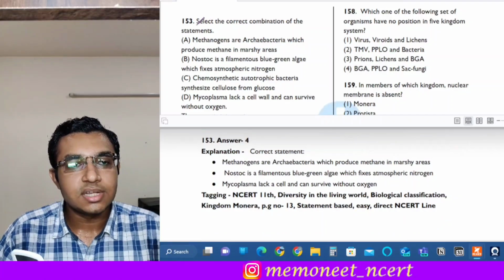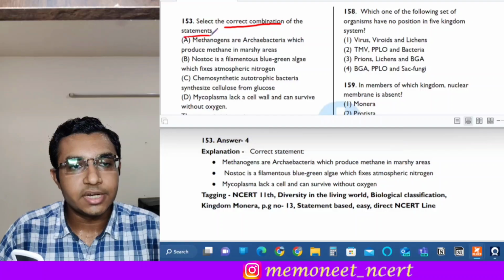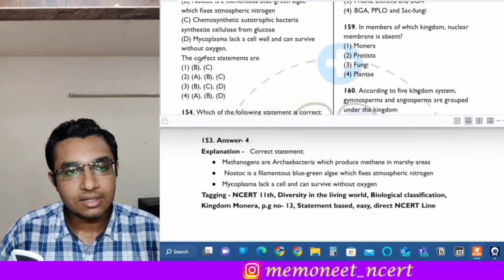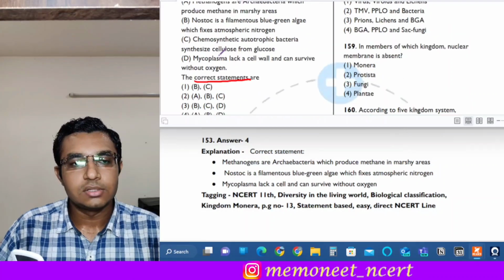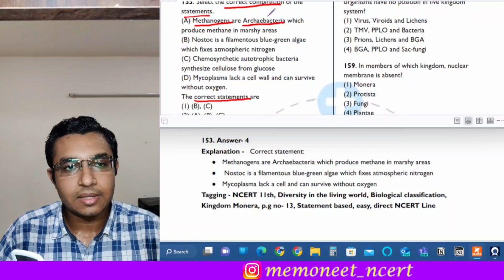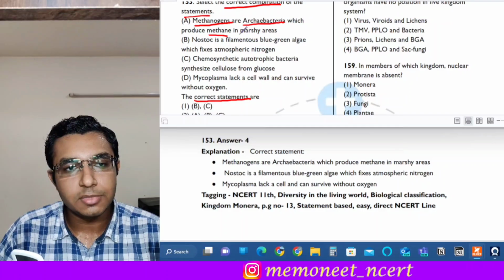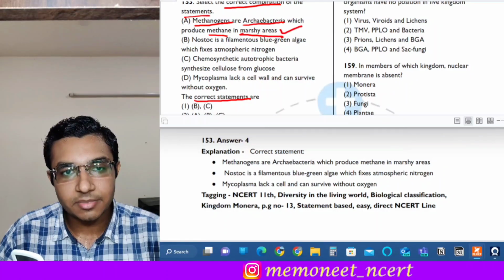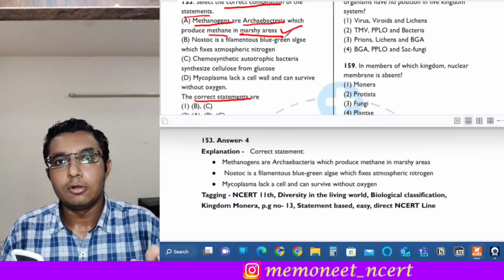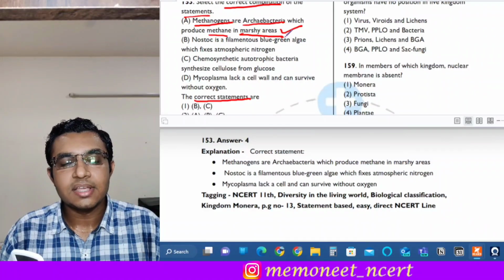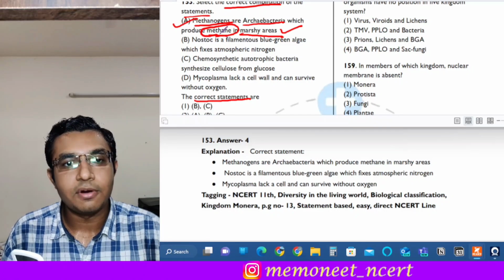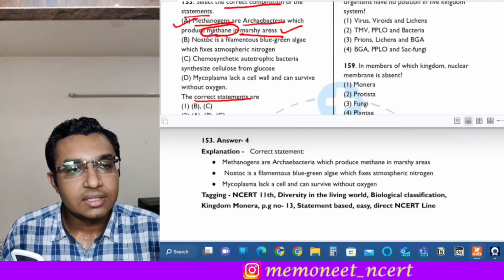The question states: select the correct combination of the statements, okay? So there are different statements given over here, and we have to identify which of them are the correct statements, okay? So let us read the statements one by one. The first statement is: methanogens are the archaebacteria which produce methane in marshy areas. So yes, this statement is absolutely correct. Why? Because the archaebacteria contain methanogens, halophiles, and thermoacidophiles. So these are the bacteria, and the methanogens specifically are the bacteria which produce methane gas, okay? They are found mainly in the marshy areas, okay? So this statement is correct.